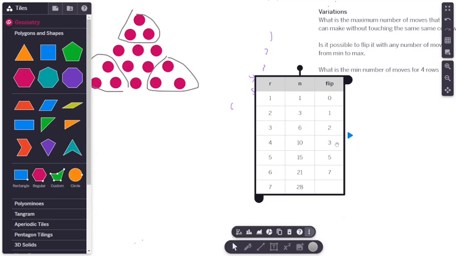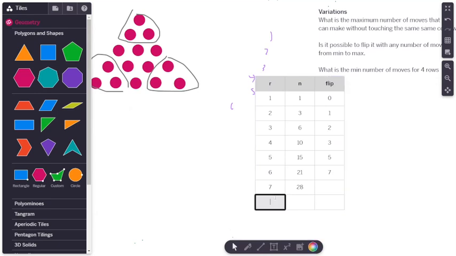1, 3, 7, and what will it be for 8? Okay, we will have to figure that out also. I was so excited when I saw the series. Yes.